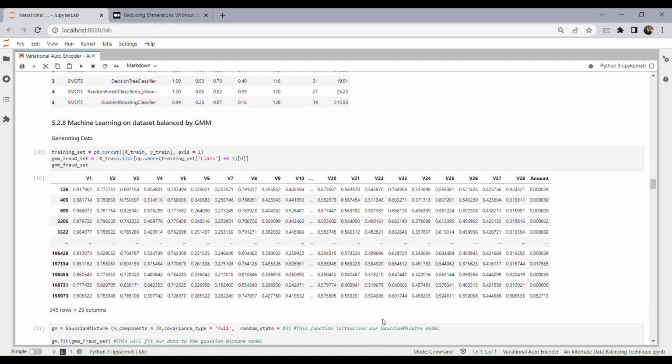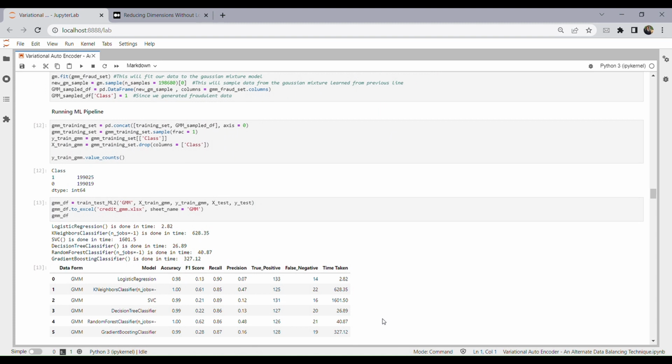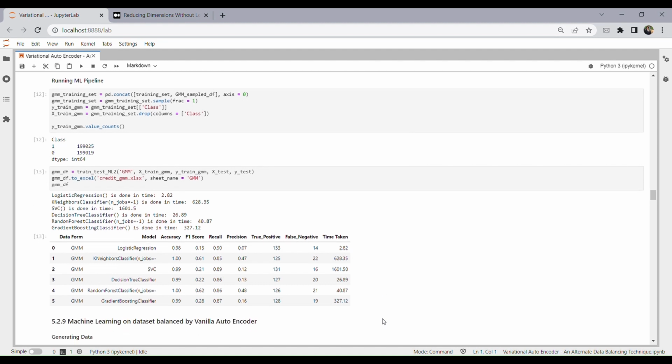After this, GMM was utilized and models were trained and tested on the balanced dataset that was given by it. So again, we don't see very good performance of machine learning models here, and also different models have done differently in terms of the performance.